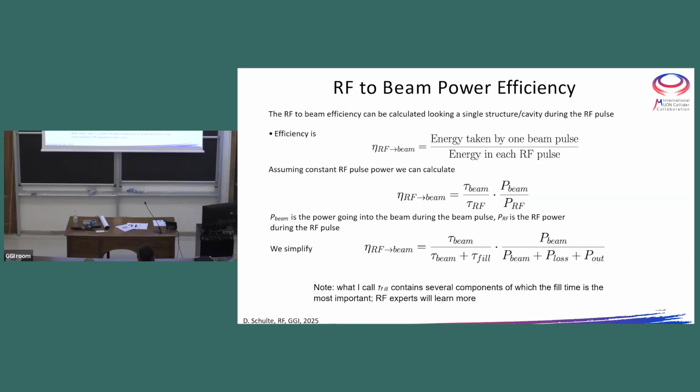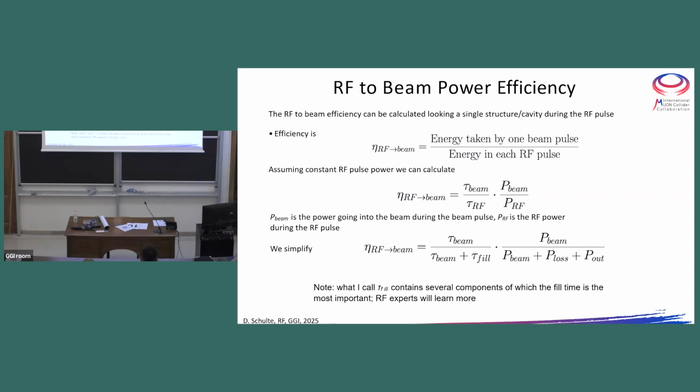I'll show the example for ILC later. And then during the beam pulse, you take so and so much power into the beam, which you have to divide by the power of the RF that you put in during that time. I think that's fairly straightforward. So you have two factors. Now you can spell that out. For an RF person, in a simplified way, what you do is you have the time of the beam, and typically you divide it by the time of the beam plus the time it takes to fill the cavity.